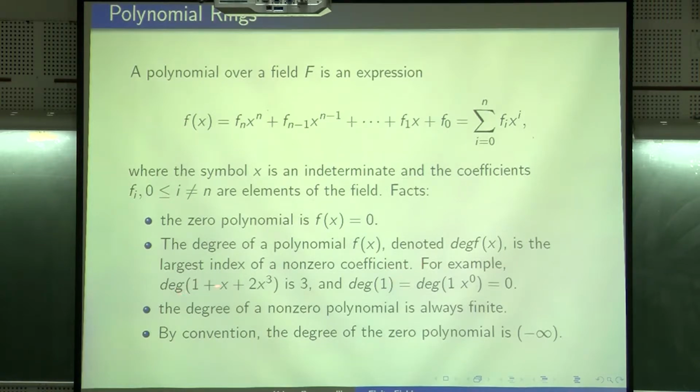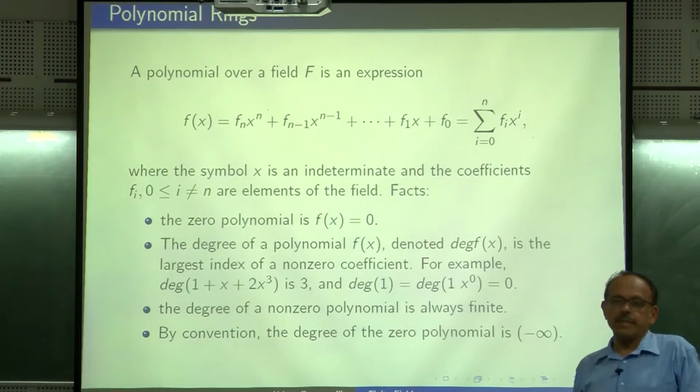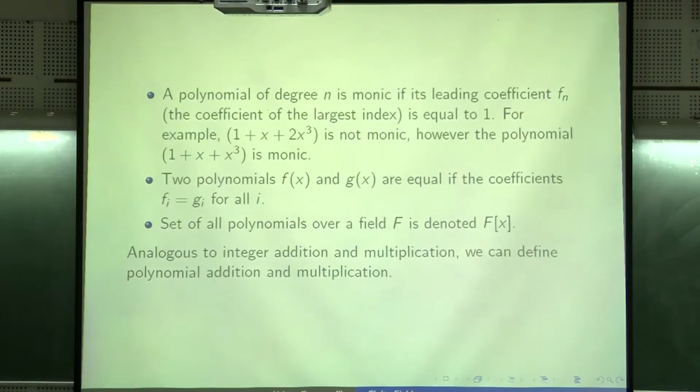So for example, the degree of 1 plus x plus 2x cube is 3, and the degree of 1 times x to the power 0 is 0. In general the degree of a non-zero polynomial is always finite. By convention, for the zero polynomial the degree is minus infinity. Okay. A polynomial of degree n is monic provided the leading coefficient, the coefficient of x to the power n, is equal to 1. So for example this is not monic but this is monic, because here the coefficient of the highest power is 2, here it is 1.